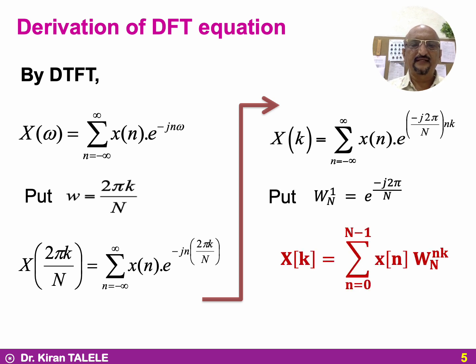By substituting we get X of k equals summation of x of n W N raised to nk, where n varies from 0 to N minus 1. This W term is called the twiddle factor.